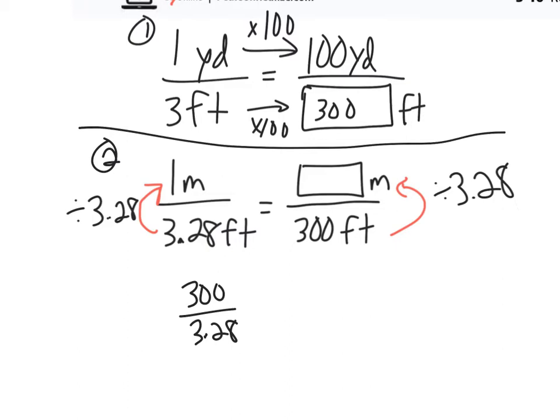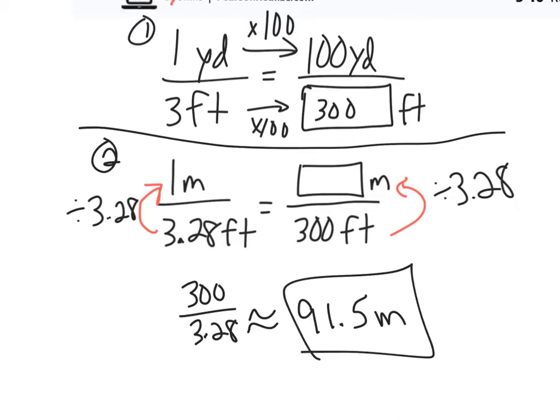Now this may or may not come out nicely. If you'll notice, they asked us to round to the nearest tenth. So when you divide that out, you should get like 91.46341463. To the nearest tenth, we're going to round that off, so that's going to be about 91.5. So about 91.5 meters on the football field, not counting the end zones.